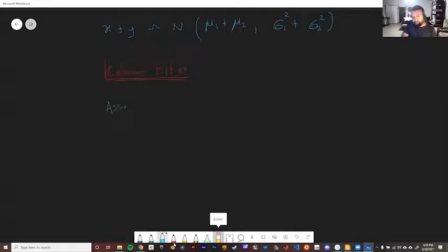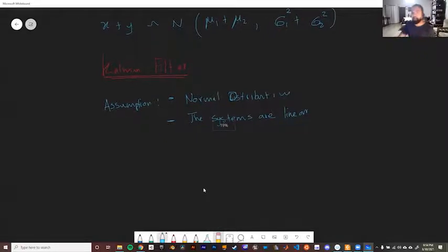There are actually two assumptions we make when we talk about the Kalman filter. One is that everything is a normal distribution, right? Normal distribution or Gaussian distribution. The other assumption we make in the Kalman filter is that the systems are linear. Right? So by linear, we mean that there is no cosine, there are no squared values, nothing like that, right? So all the systems that we're dealing with are linear. So these are the two assumptions that a Kalman filter has, right?